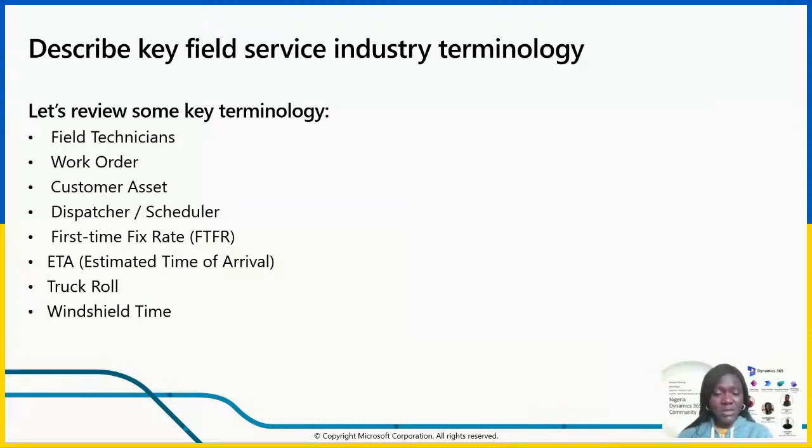Then we have the ETA, estimated time of arrival. This is the estimated time it's going to take the field technician to get to the service location and to begin work. So that's what ETA means. And we have a term also called truck roll. Truck roll is a situation that requires a technician to be dispatched in a truck to the customer site. And then we have the windshield time. This is the amount of time a technician spends in a vehicle while performing activities related to servicing the customer.